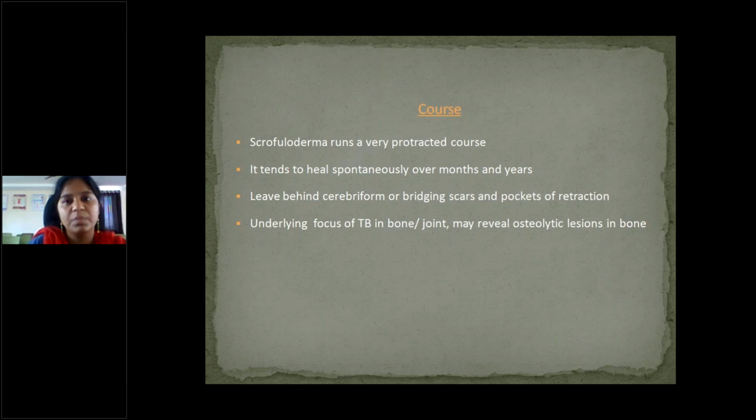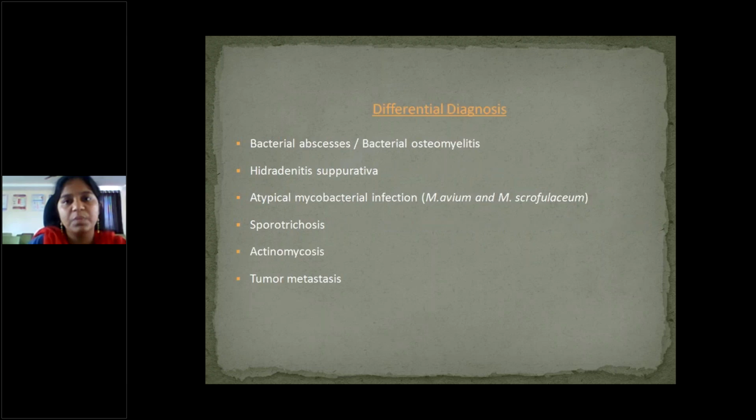Differential diagnosis, as we saw before: bacterial abscesses and bacterial osteomyelitis, hidradenitis suppurativa. But hidradenitis suppurativa is generally more common in the inguinal lymph node area, whereas TB is more common over the cervical lymph node area. Atypical infections and sporotrichosis, actinomycosis. These are deep fungal infections, not very common, and tumor metastasis.